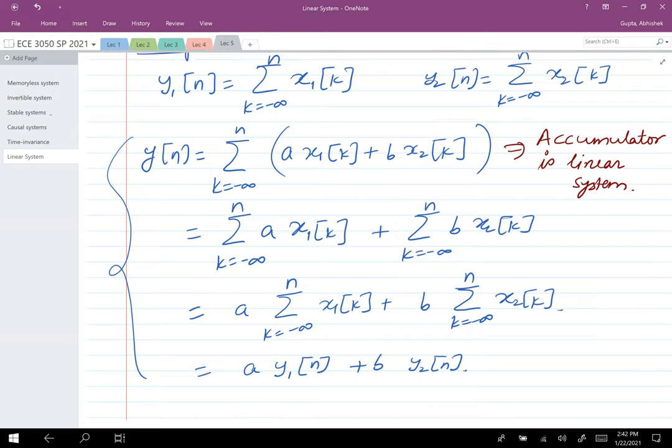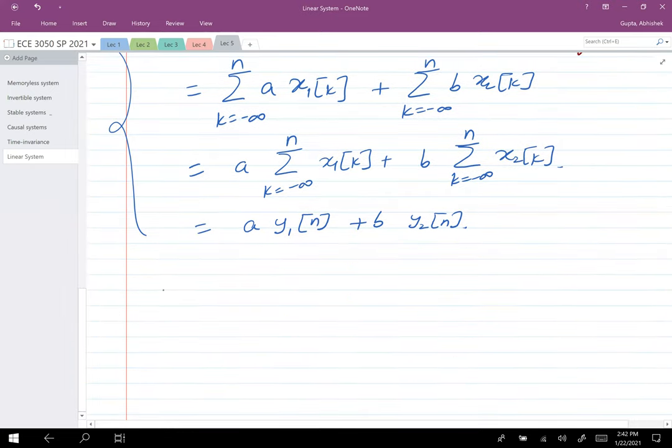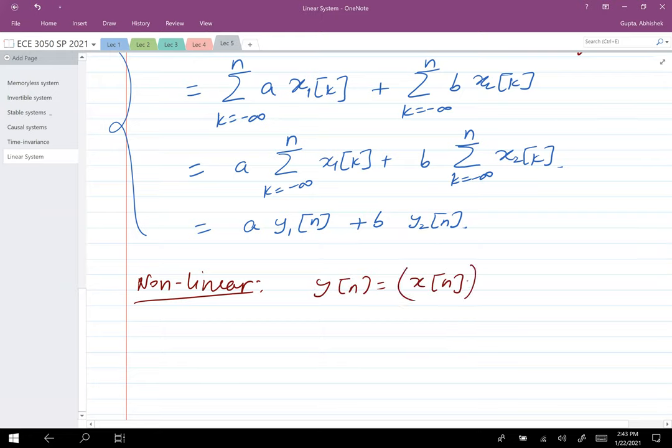Let me give you an example of a nonlinear system. It's actually very easy. y[n] equal to x[n] squared, or for that matter, any nonlinear function of x[n]. So this is not a linear system, it's a nonlinear system.